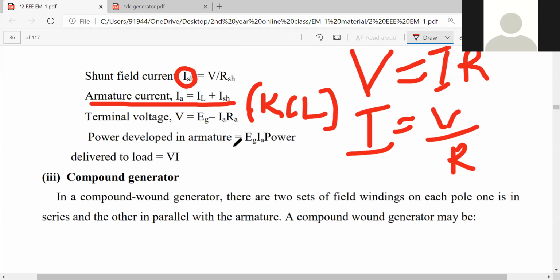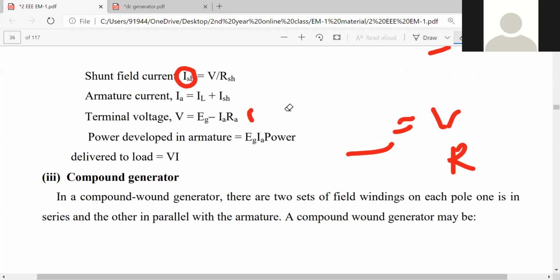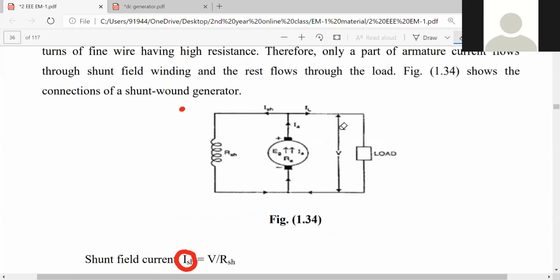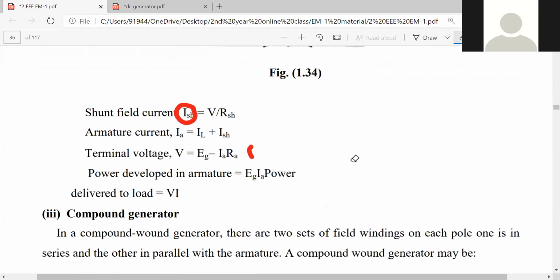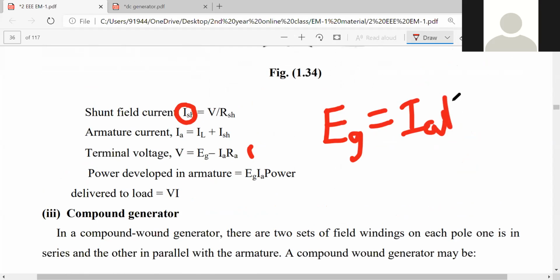Next, terminal voltage. Same as the last case, how do we calculate the terminal voltage V? If you take this loop, this is nothing but the shunt loop. So generated voltage equals the sum of the drops. Drops means the armature resistance drop, IARA, plus the voltage drop across the load, that is V. So V equals EG minus IARA, the terminal voltage.